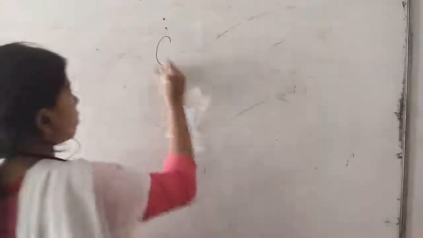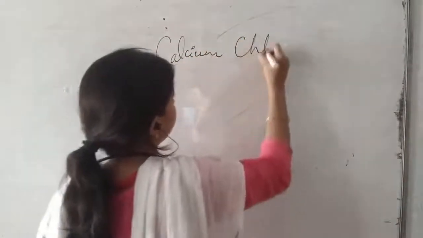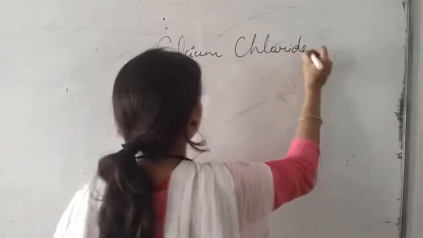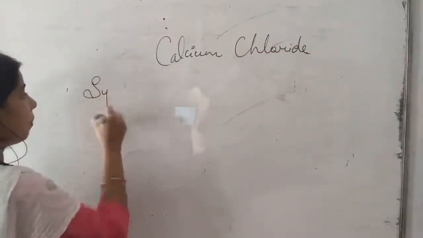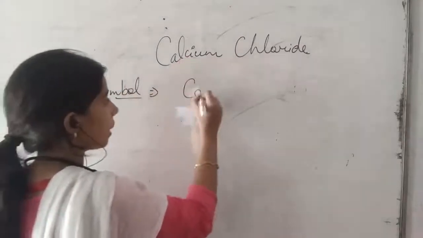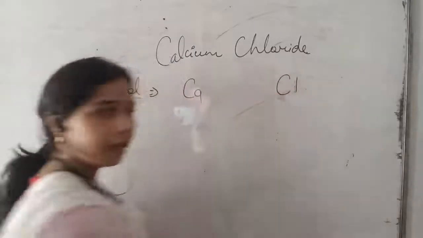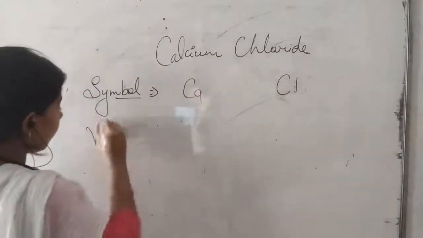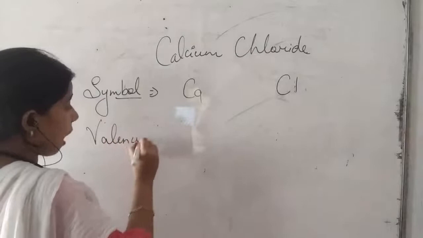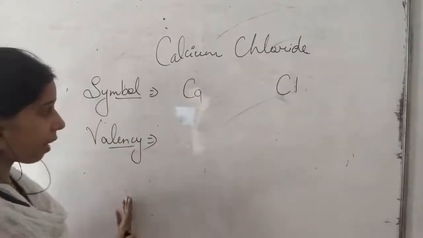So in case of calcium chloride, you can see here the symbol will include calcium, that is Ca, and chlorine will also be there, that is Cl. Okay, now we will write the valency here. If it is an ion, then we will write the charge here and then the valency.